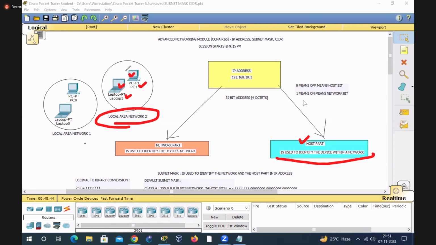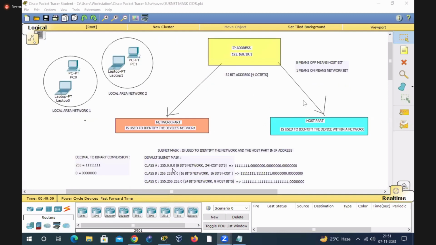So there is no other machine called laptop 1 in this network. It is unique. So all these host machines in this network are identified using the host part, and the network of all these machines is identified using the network part. Okay, so a very simple concept you have here. How to identify these two things? That is when subnet mask is used.